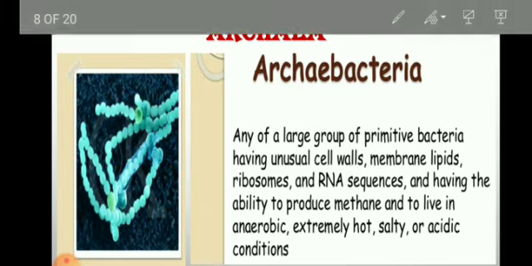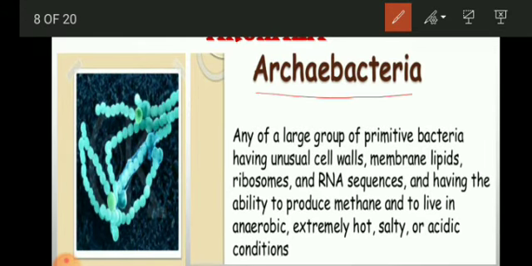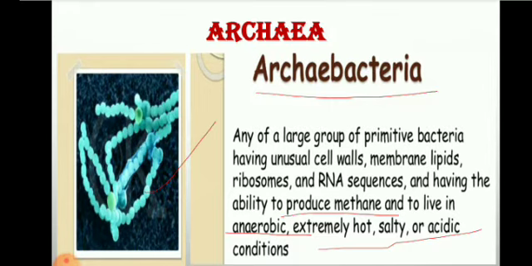Now we will talk about archaea. Archaea are also called archaeobacteria, and you can see the structure. They are a large group of primitive bacteria having unusual cell walls, membrane lipids, ribosomes, and RNA sequences, and having the ability to produce methane. Proper eubacteria don't produce methane, but archaea produce methane, and they also live anaerobically in extreme conditions.